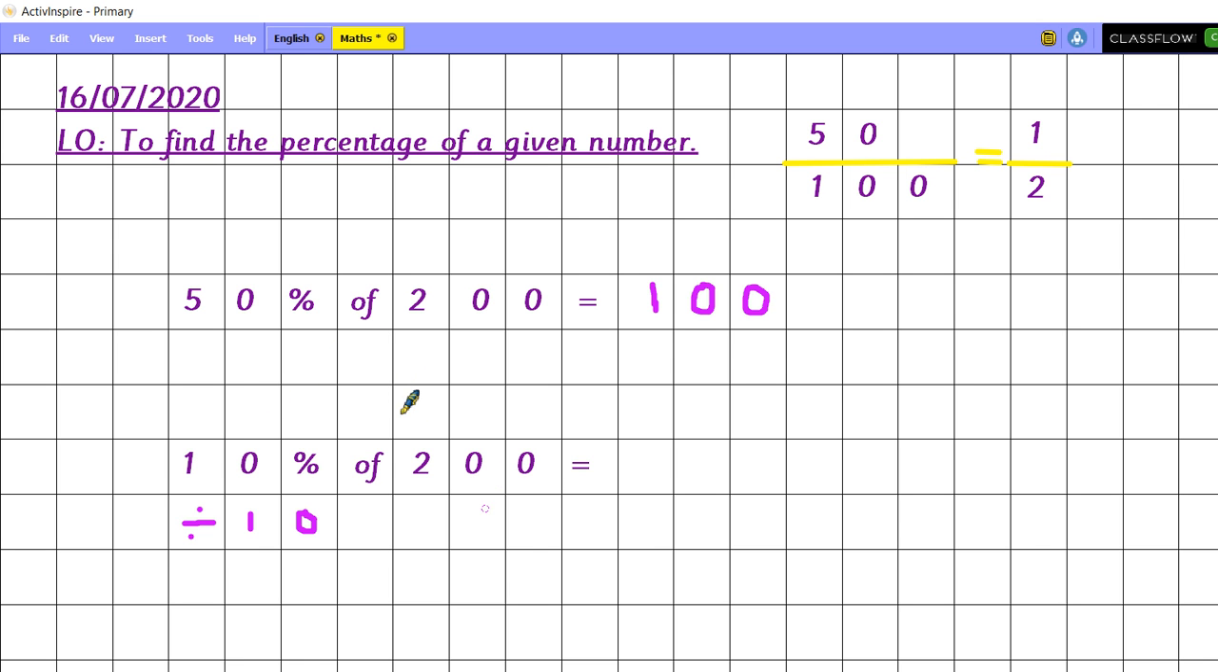We quite simply, instead of counting up in our tens, know that to divide by 10, we can move our numbers one place to the right. Okay, so this 2 would go in my tens column. The 0 would go in my units column. My decimal point would be here, and this 0 would go here. So it's 20.0, which is just the same as 20. So 10% of 200 is 20. Okie dokie. Hopefully that makes sense again.